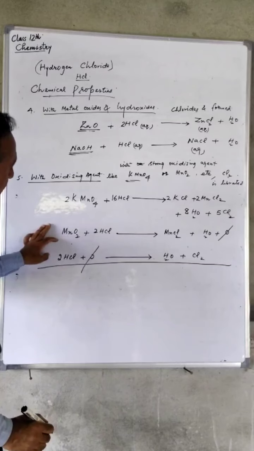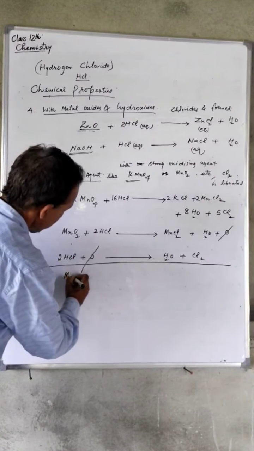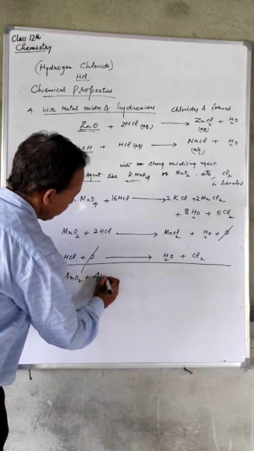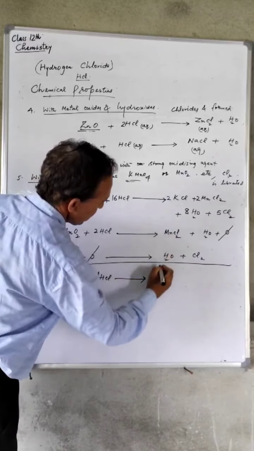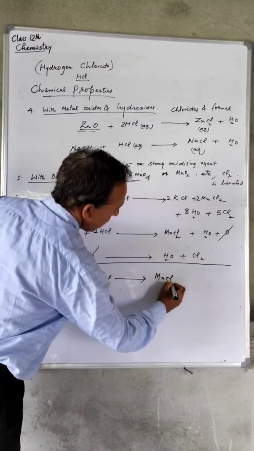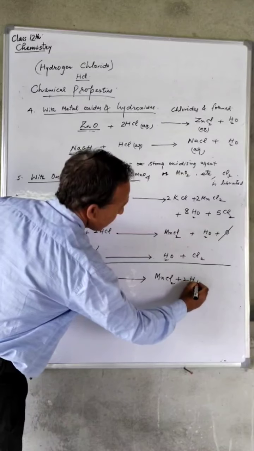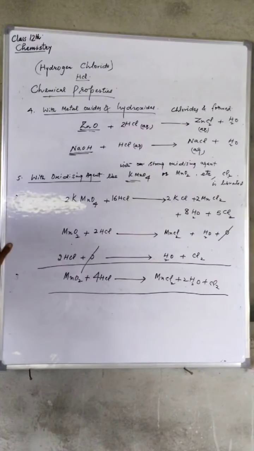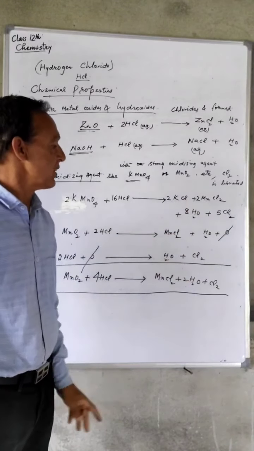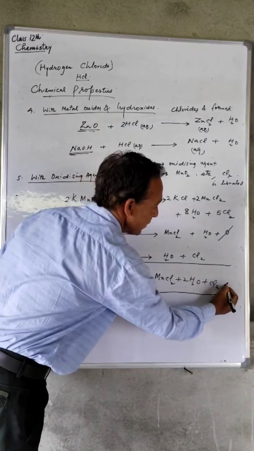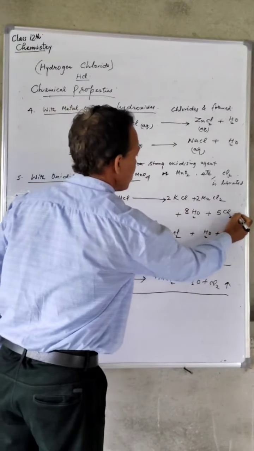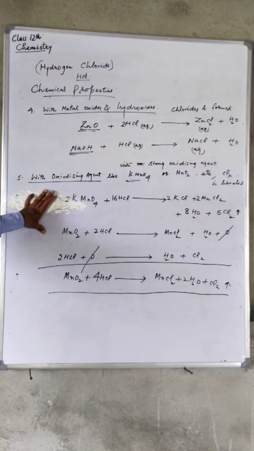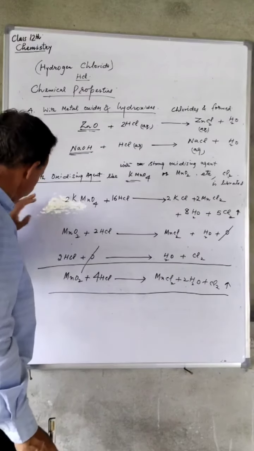Now the overall reaction is MnO2 plus 4 times HCl forms MnCl2 plus twice water plus Cl2. So with the oxidizing agent HCl liberates chlorine Cl2. So in both the reactions we have shown that chlorine gets liberated when the HCl reacts with these strong oxidizing agents.